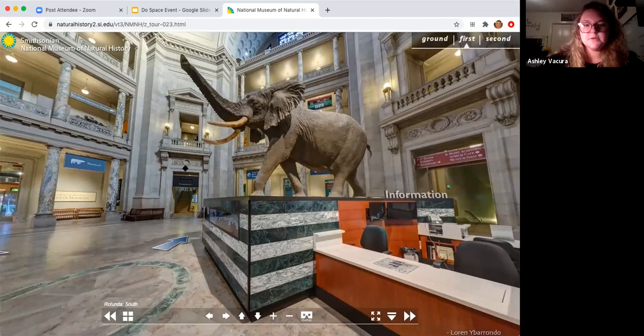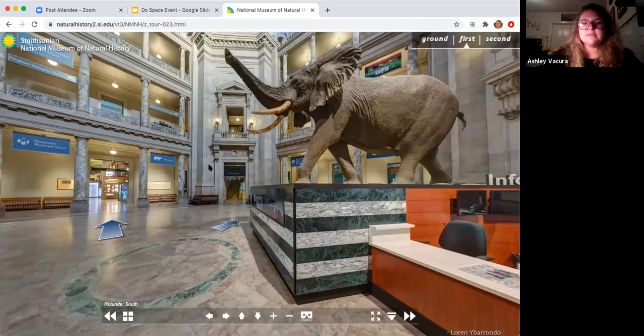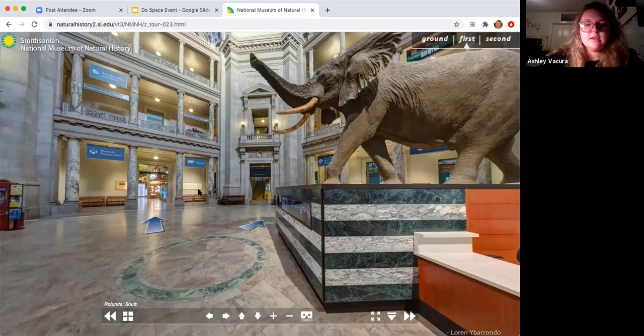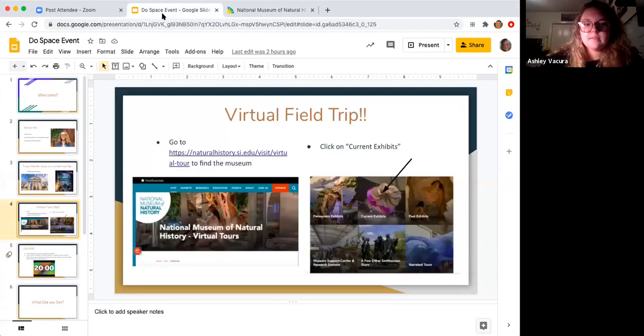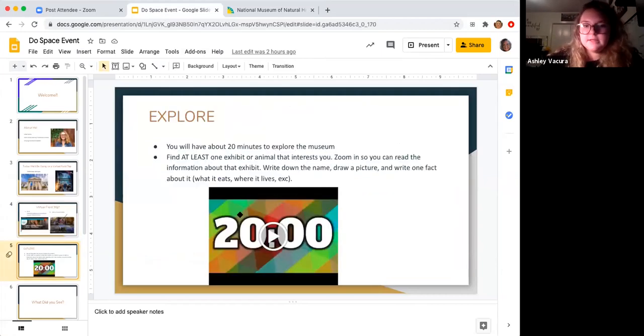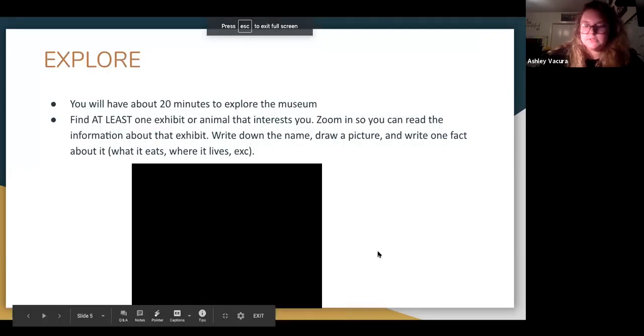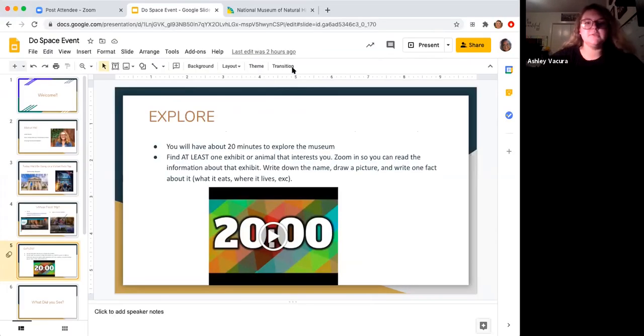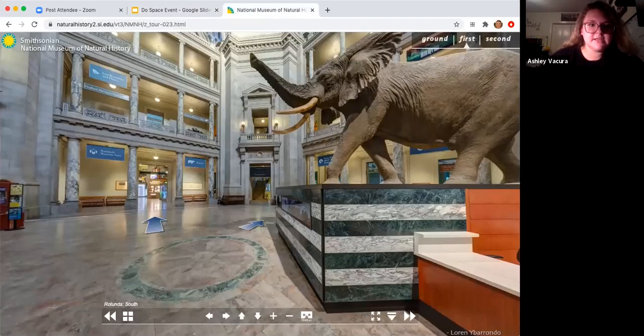So yeah, take about 20 minutes, go around, find an exhibit that you think is interesting, read some facts about it, write them down, draw a picture of your exhibit. Yeah, and maybe write down some cool facts like where it lives, where it eats. So yeah, I'll start the timer. Take about 20 minutes to do this. I'll give you guys about a 2-minute warning when we're almost done. So we can go through some of these exhibits together.